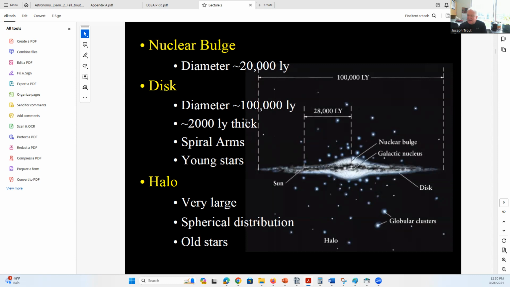The disk's diameter is about 100,000 light years across, and it has spiral arms, and there are younger stars and stars forming in these disks. And the halo is very large. That's all this stuff out here. And there's a spherical distribution of older stars.